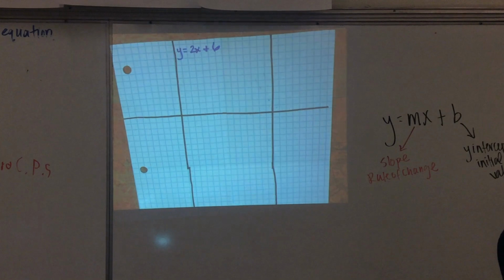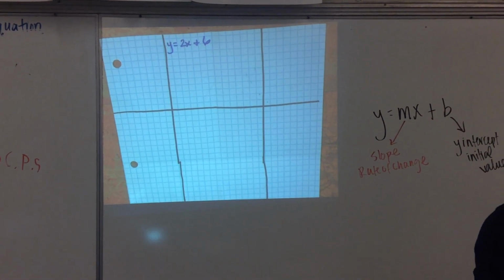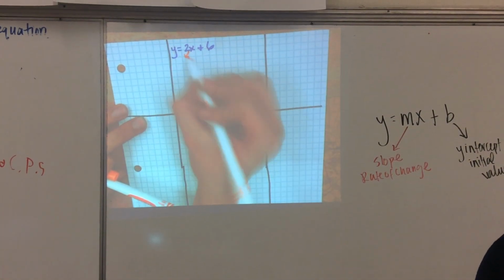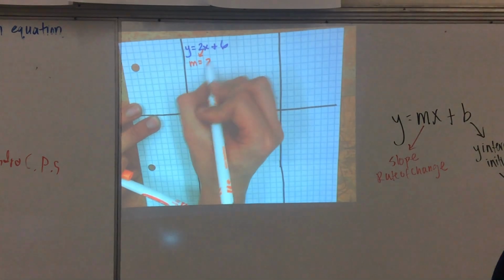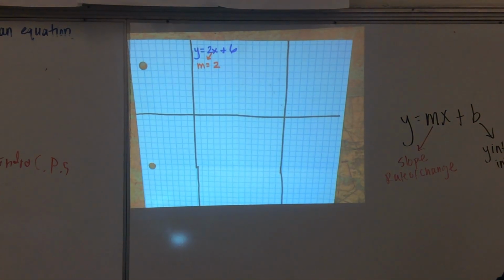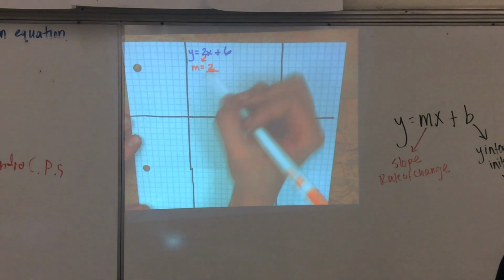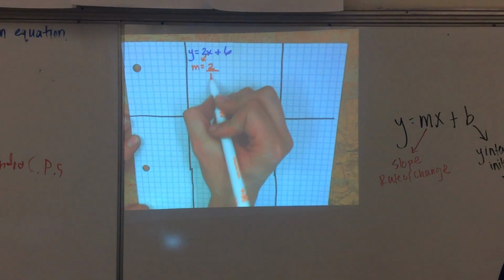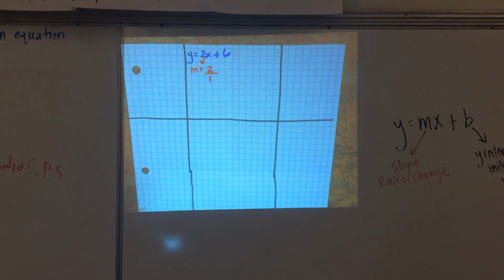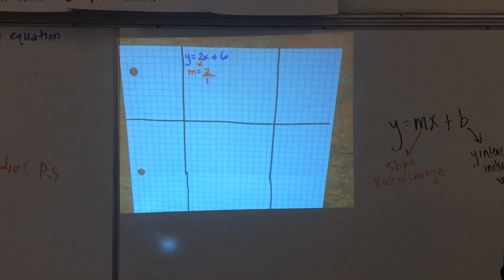First of all, you already know some pieces of information already. You know that this number right here is your slope, so we're going to put m equals 2. Now, slope is rise over run. So this is your rise, we need a run. Whenever you see a whole number, automatically this number will be a 1. So you know that the rise is 2 and the run is 1.